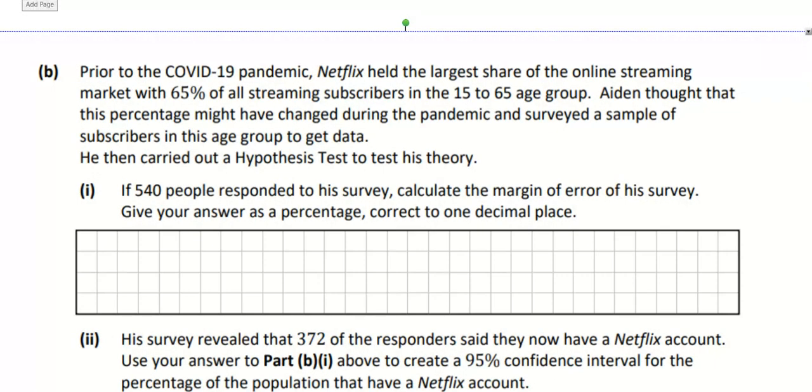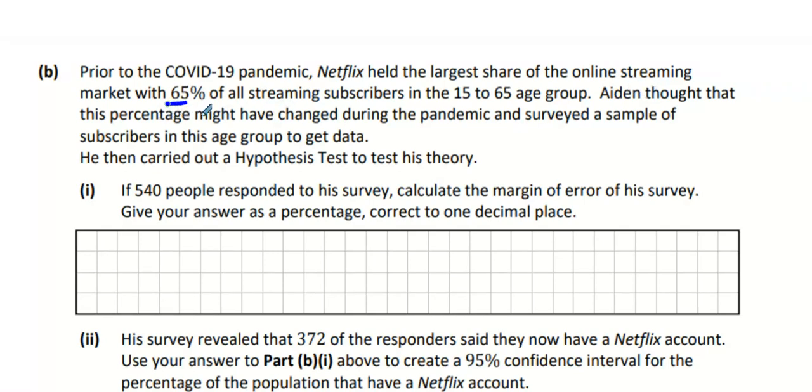Now, prior to the COVID-19 pandemic, Netflix had the largest share of the online streaming market with 65% of all streaming in the 15 to 65 age group. Hayden thought that this percentage might have changed during the pandemic and surveyed a sample of subscribers to get the data. He then carried out a hypothesis test. If 450 people respond to a survey, calculate the margin of error. Give your answer as a percentage.